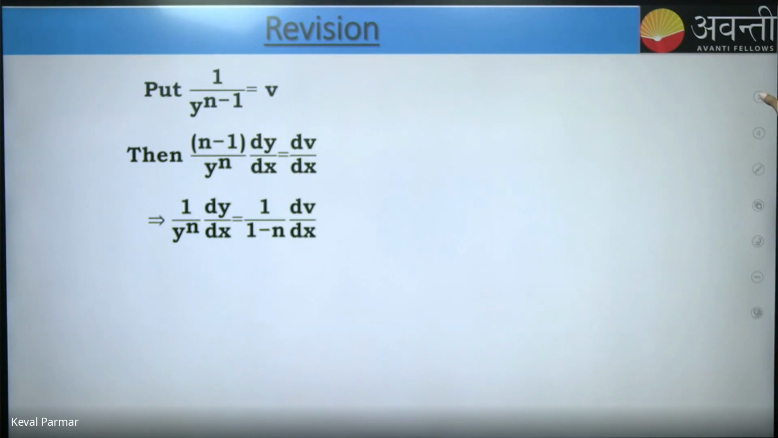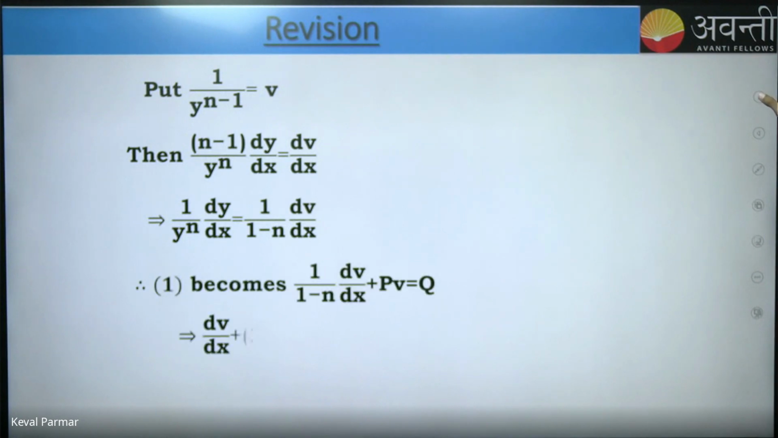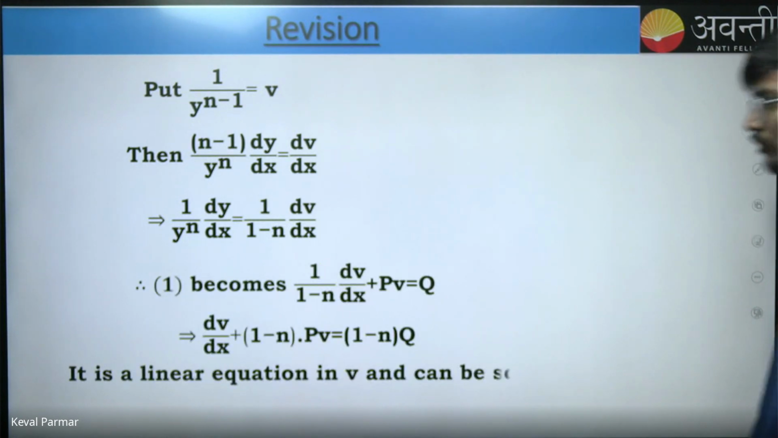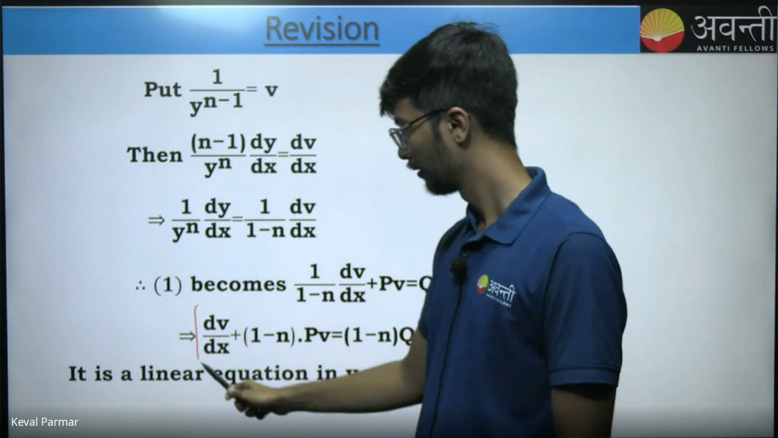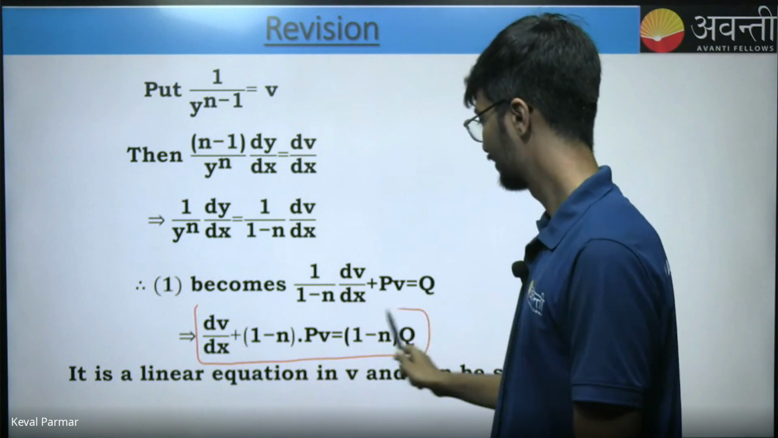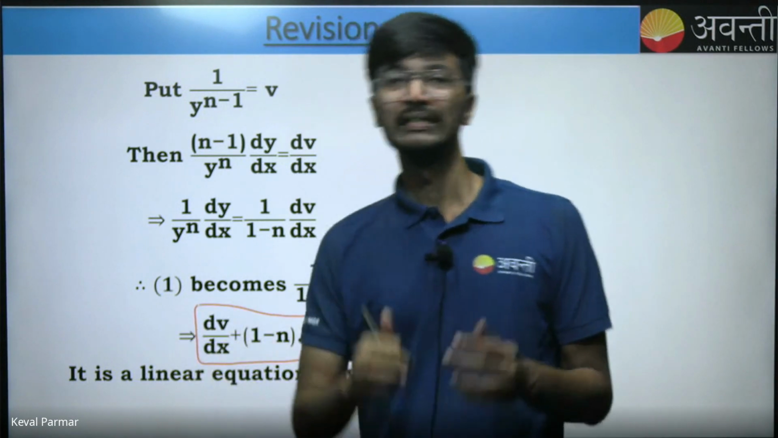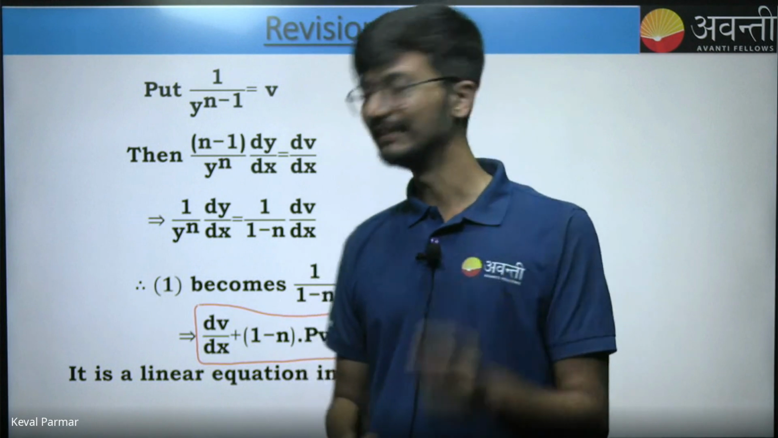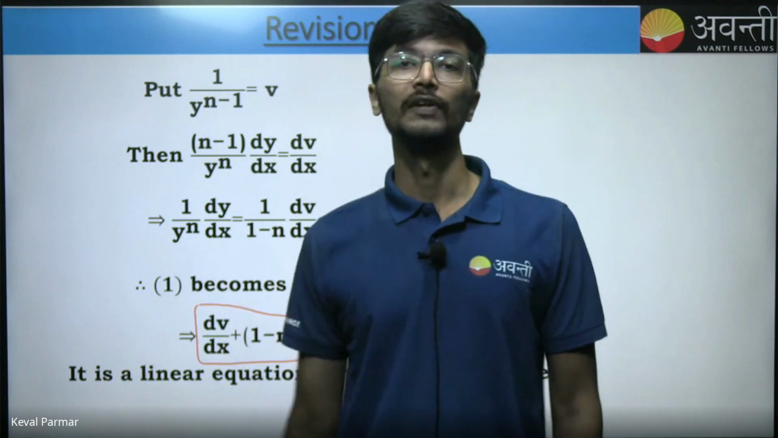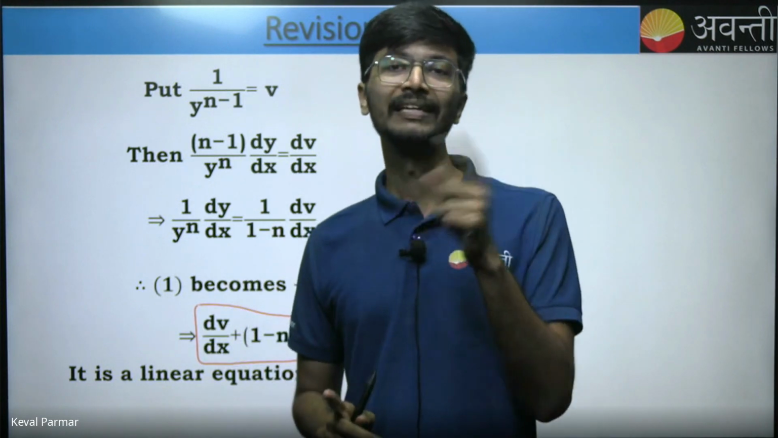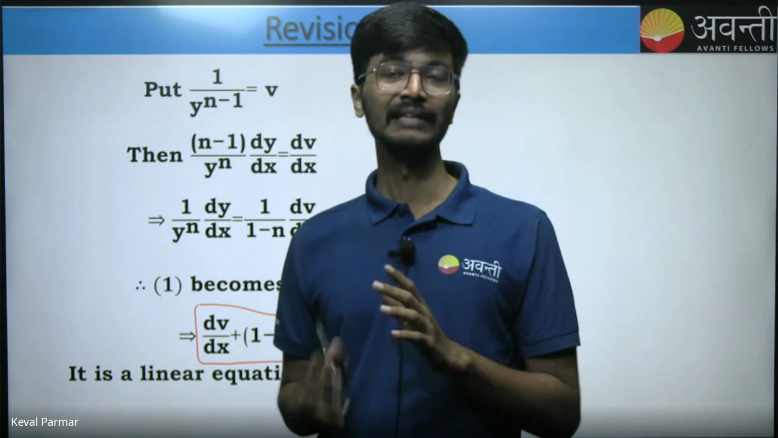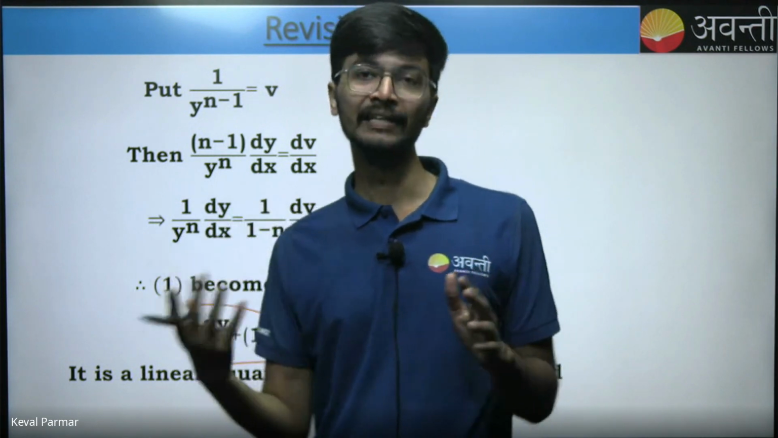Or v, you can say. So then our equation will be reduced to this, where instead of y, now the new variable is v. So we have to solve with respect to dv and dx. Same thing which we did in linear differential equation.